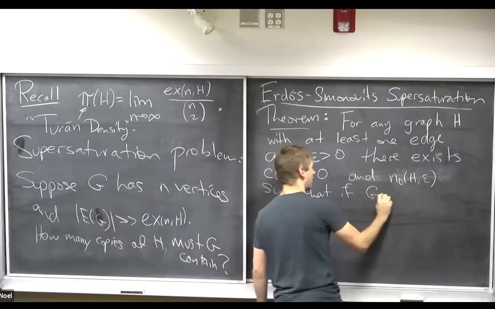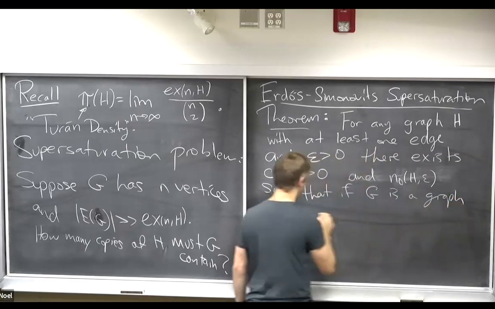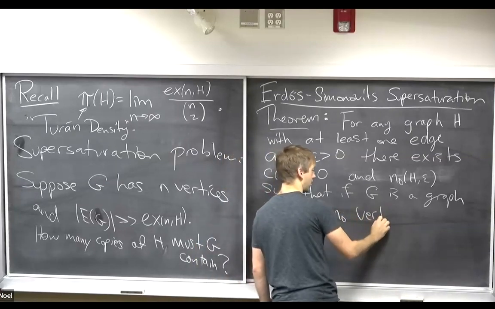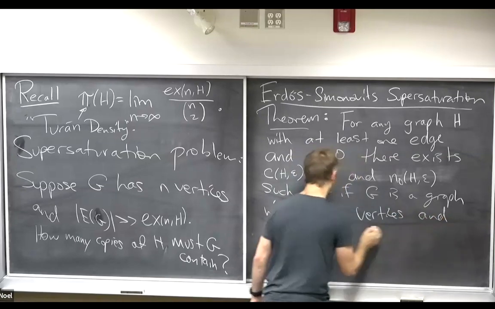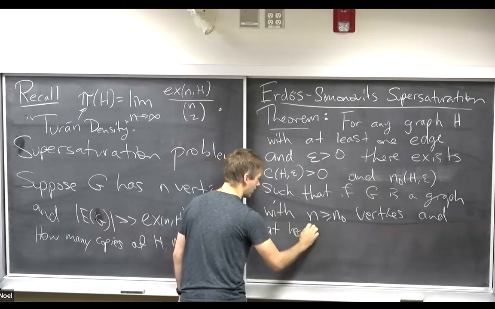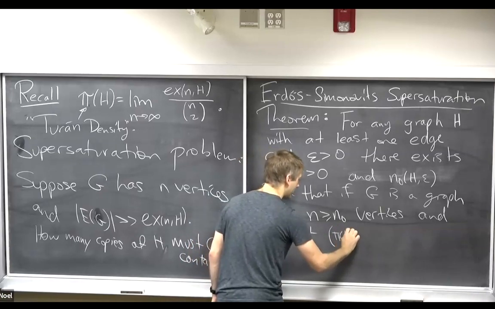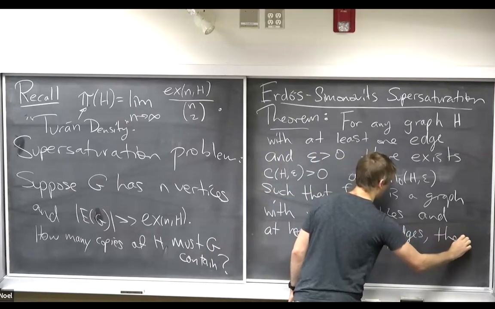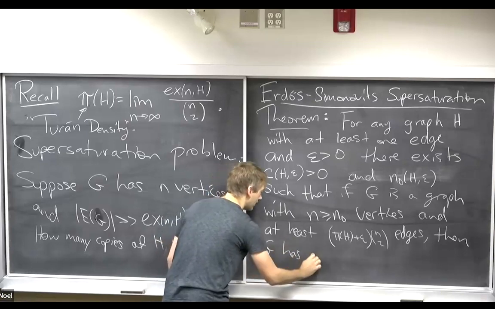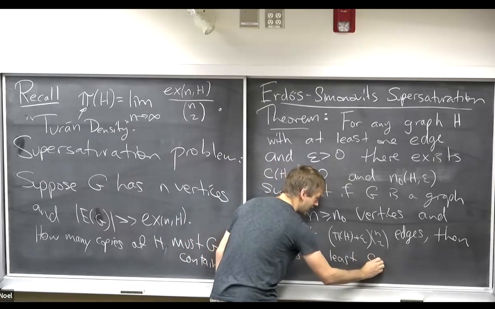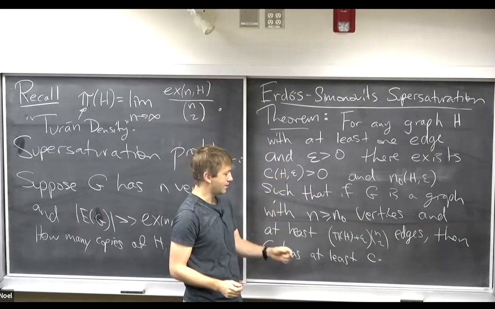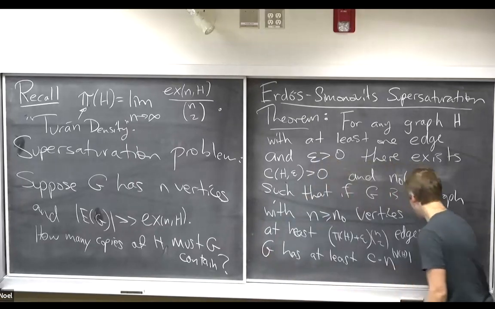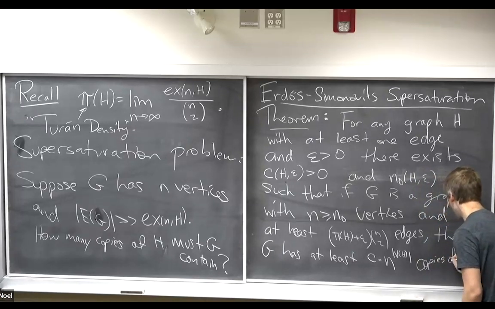such that if G is a graph with, let's say, n vertices, where n is at least n naught, and at least (π(H) + ε) times n choose two edges, then G has at least C times n to the power of the number of vertices of H copies of H. This is the same C; I'm just not writing the parameters here.